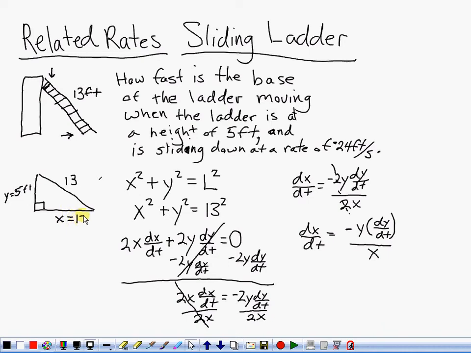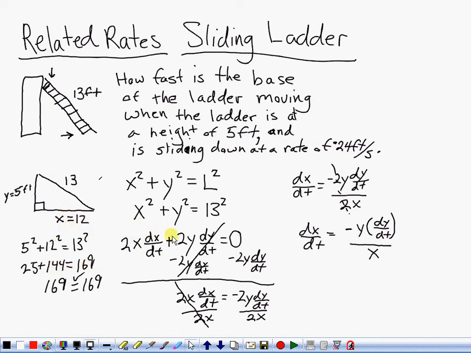I could prove that for you by saying 5 squared plus 12 squared equals 13 squared. 13 squared is 169. 12 squared is 144. 5 squared is 25. 144 plus 25, excuse me, is 169. If you add 25 to 144, what do you get? 169. Yes. All right. So 169 equals 169. Good. So x is equal to 12.